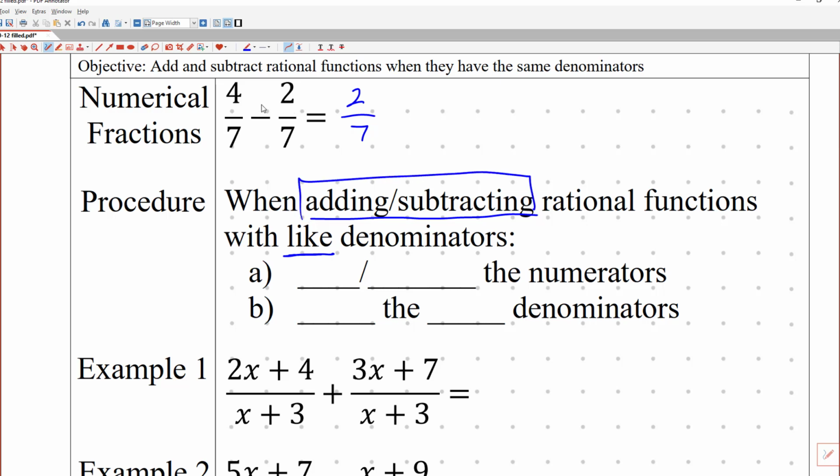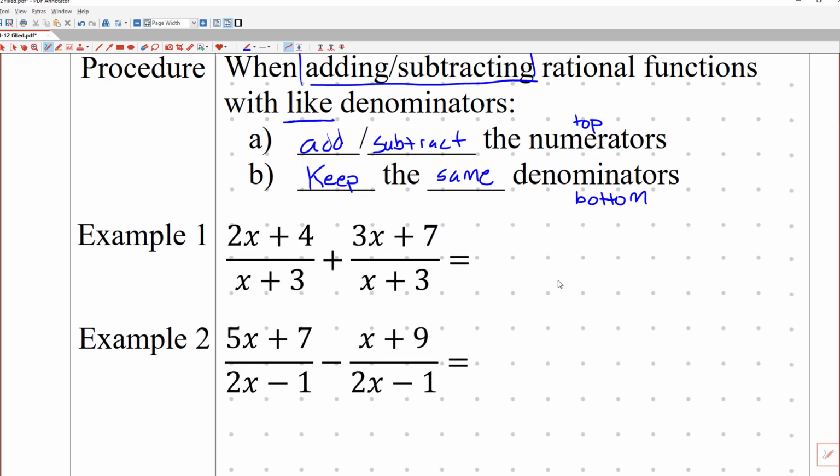Adding/subtracting. Then what did we do with the numerators? Well, we just took whatever operation. So if it was adding, you add them. If it was a subtraction symbol, in this case it was a subtraction symbol, then you subtract. So that's what you do for the top. Again, numerator means top. And then what do you do to the bottom? You keep the same thing. Like it was 7, so we keep the same denominators. And again, if you don't like the word denominator, you can think of it as bottom.